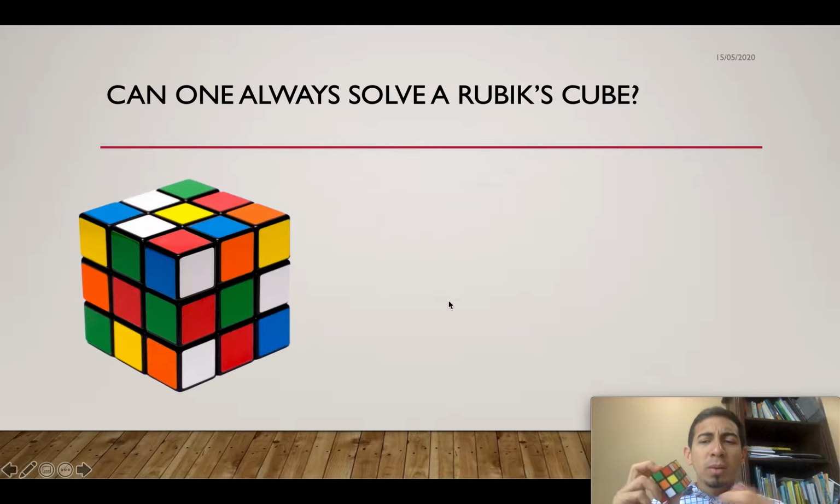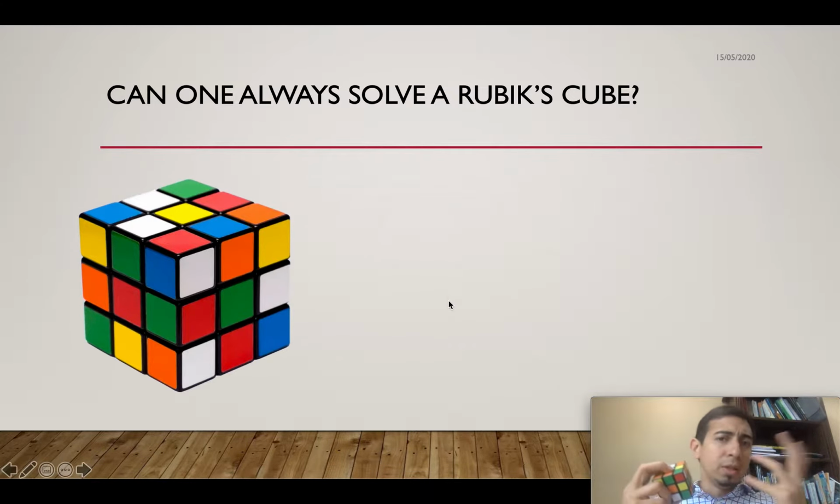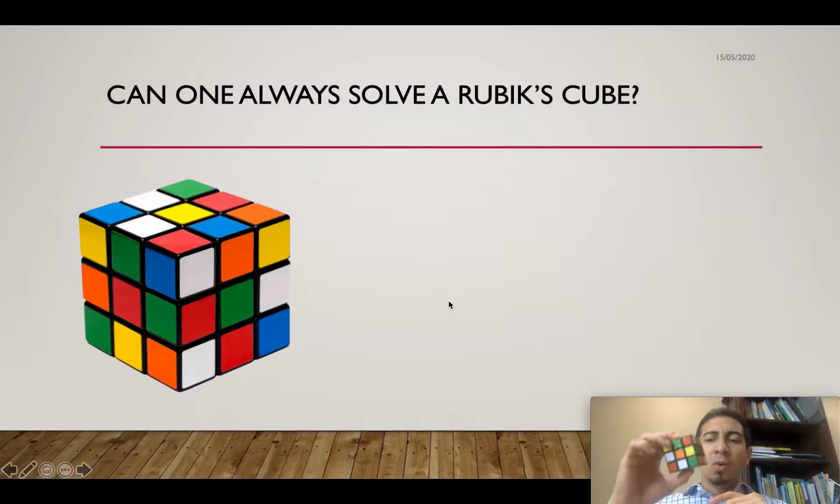Today I don't want to talk about actually solving the Rubik's Cubes. There are tons of algorithms. If you Google quickly, you're going to find ways to do it, and it's a matter of memorizing certain algorithms, and then you're going to be able to solve it. What I want to talk to you about is, can we always solve a Rubik's Cube? And what do I mean by that?